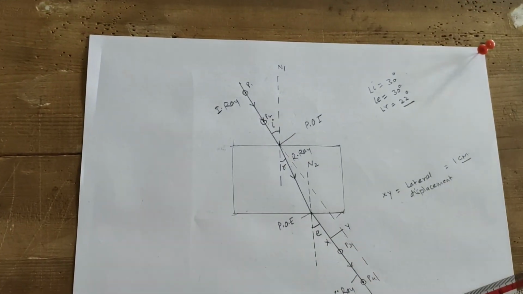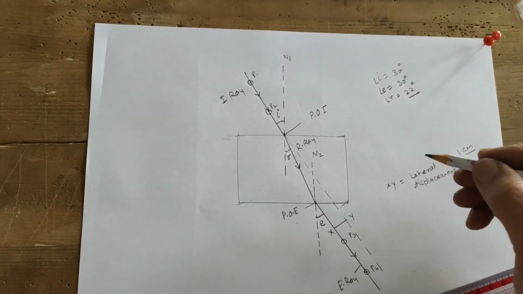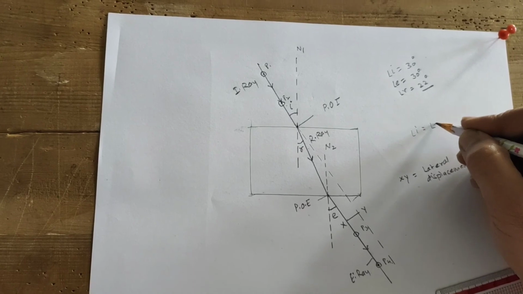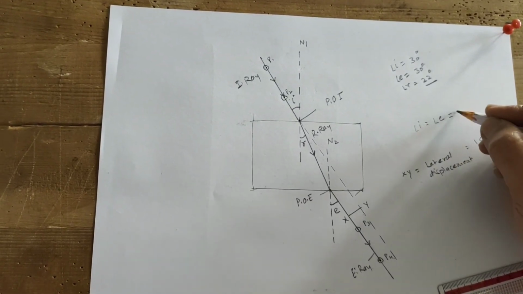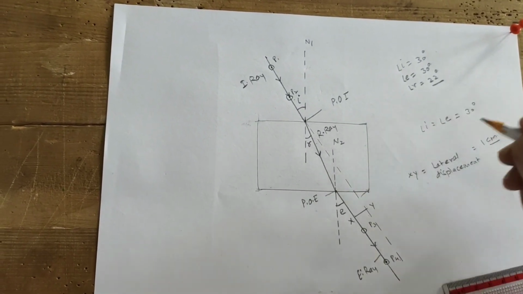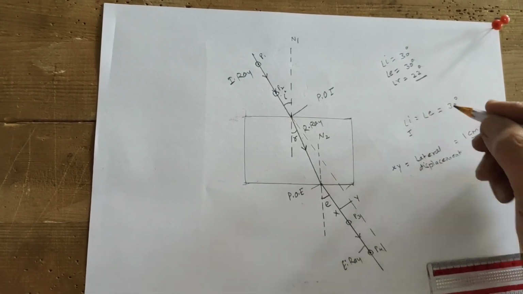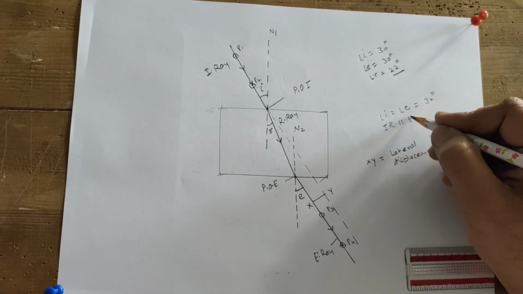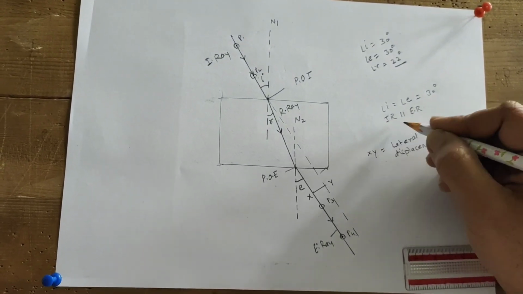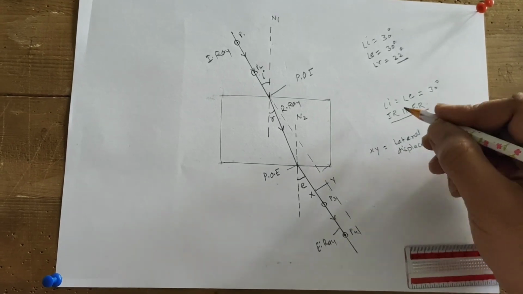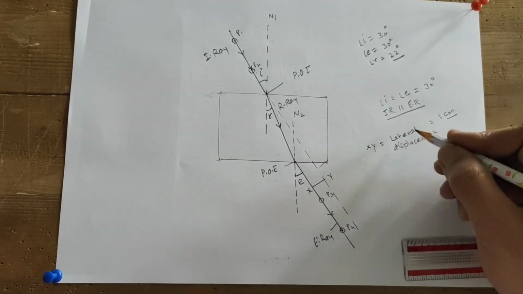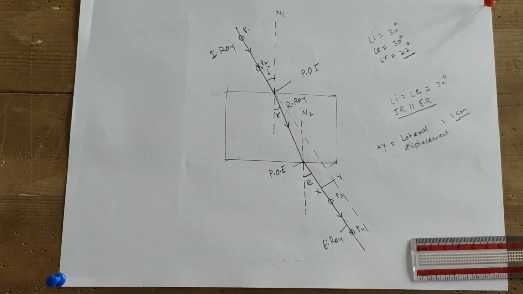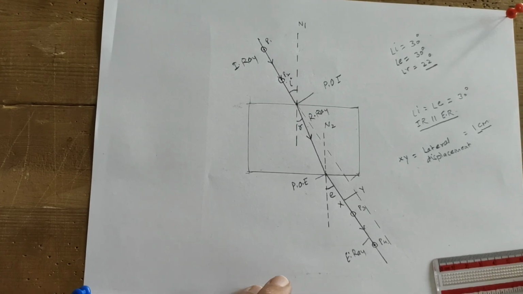So this was our activity. We have proved that angle I is equal to angle E, 30 degree. And due to this equal angle, the incident ray is parallel to the emergent ray. And this distance between these two rays is called lateral displacement. It was found to be 1 centimeter. Hope you have understood this activity.